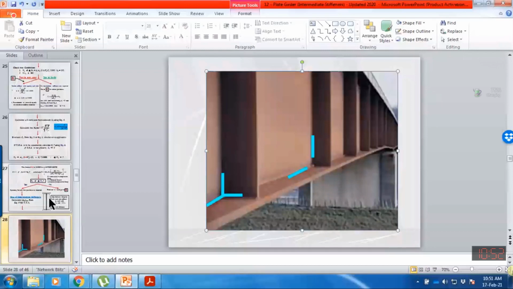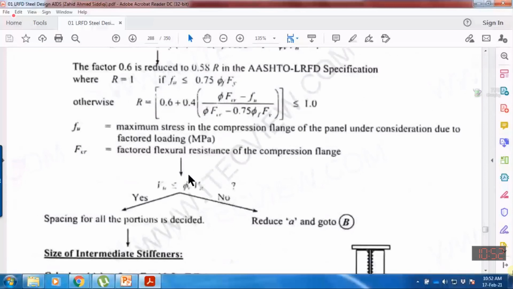Okay, next is, I am explaining the same procedure which is over here. Now I am over here. So next, we need to decide the cross section area of the stiffener. Actually, we have discussed this equation already.